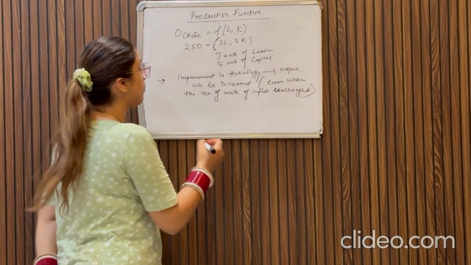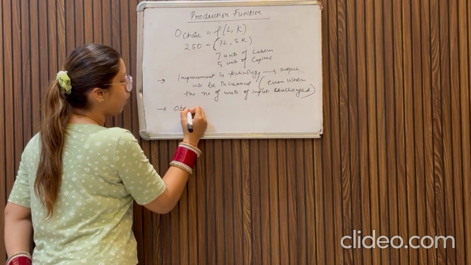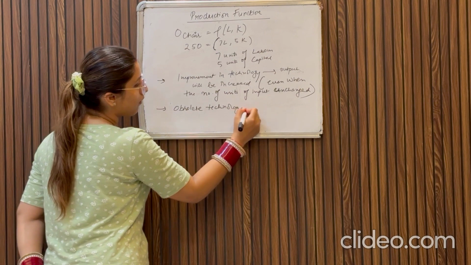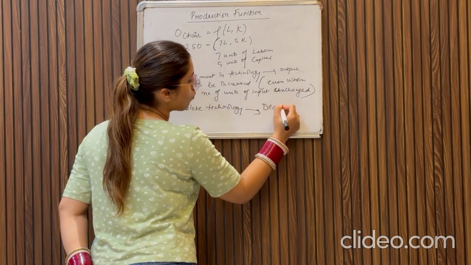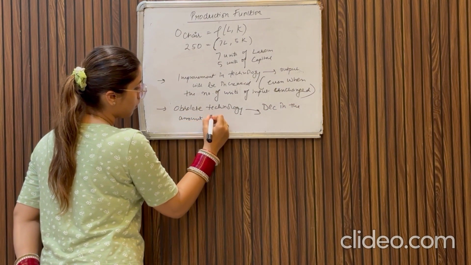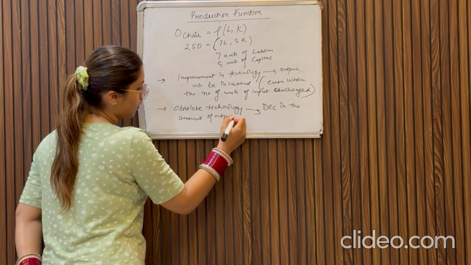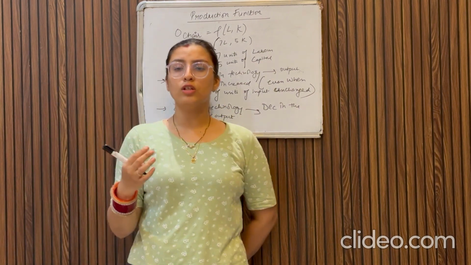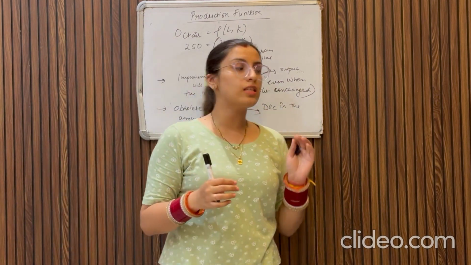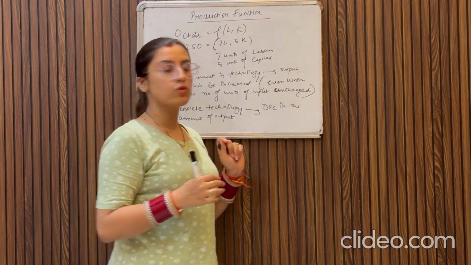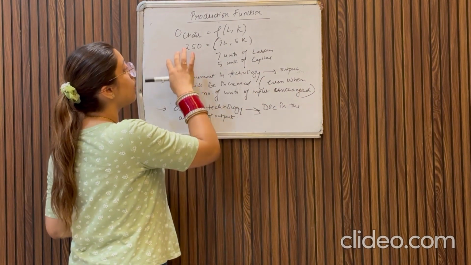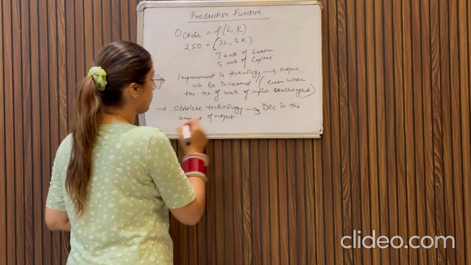On the other hand, if we use obsolete technology, then there will be decrease in the amount of output. If we increase the units of input, there will be increase in the output, but the proportionate change will be less because of the obsolete technology which we will be using in our production. So technology has a great impact in transforming the inputs into the output.